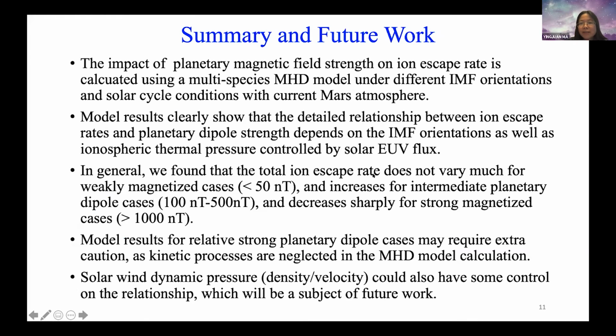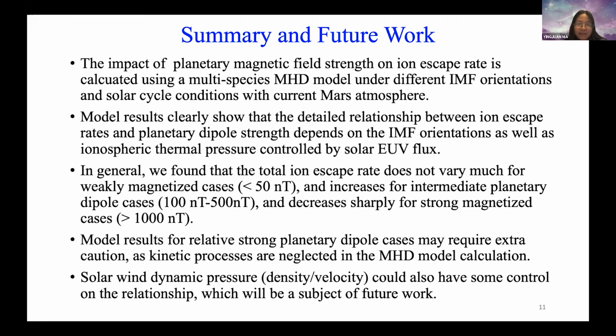In general, we found that the total ion escape rate does not vary much for weakly magnetized cases, increases for intermediate planetary dipole cases, and decreases quite sharply for strongly magnetized cases. But the model results for relatively strong planetary dipole cases may require extra caution due to model limitation, as I discussed. At last, I do want to point out that these 40 cases that I show only cover a very small portion of the widespread parameter space.